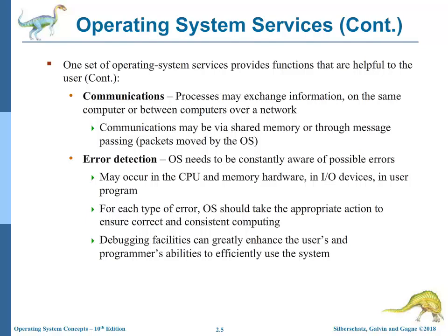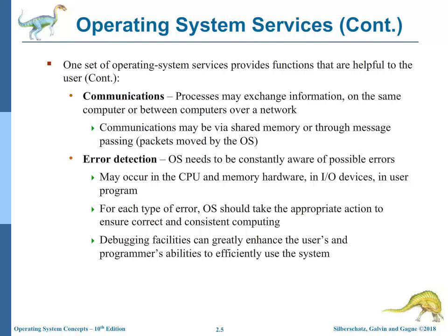Two processes often require data to be transferred between them. Both the processes can be on one computer or on different computers, but are connected through a computer network. Communication may be implemented by two methods, either by shared memory or message passing, in which packets of information in predefined formats are moved between processes by the operating system. Error handling. Errors can occur anytime and anywhere. An error may occur in CPU, in I/O devices, or in the memory hardware.